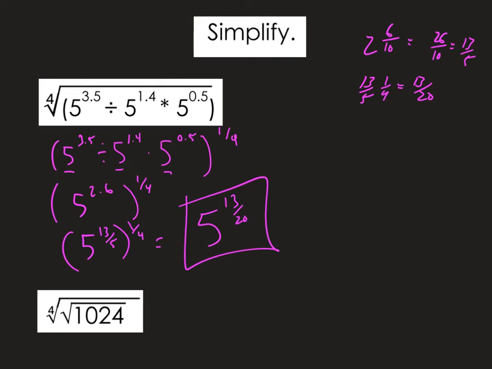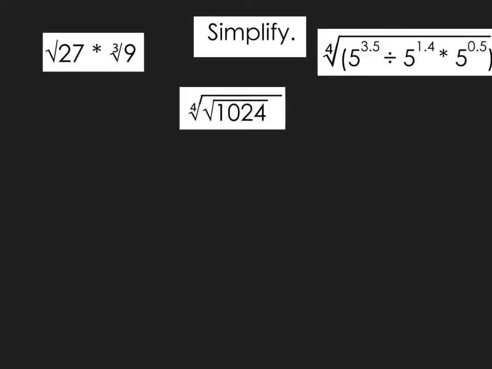That one was certainly another big mouthful, but we knock it down one bite at a time. So our last one's not too shabby. We've got the 4th root of the square root of 1024. That's the 1/4 power of the 1/2 power of 1024. And really, the square root of 1024 is 32.